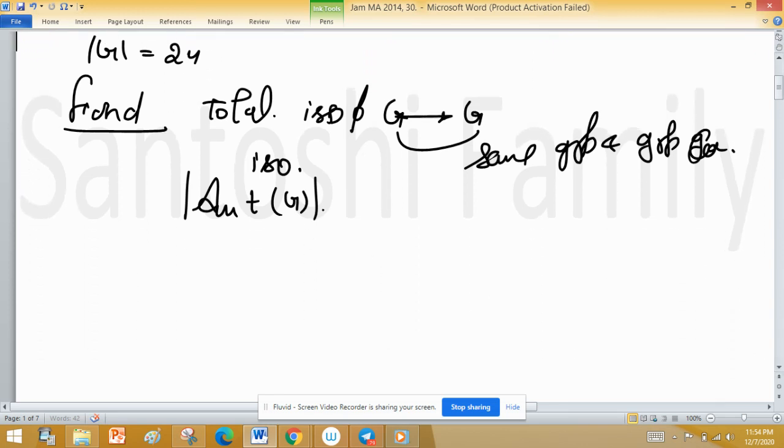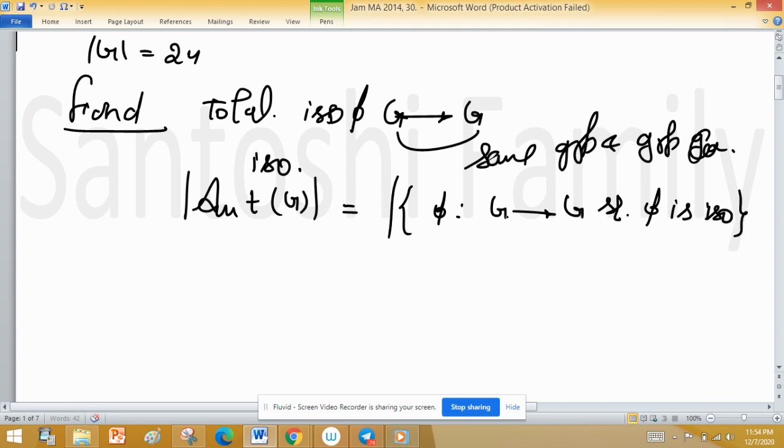It means the cardinality of this automorphism group, which is the set of all those isomorphisms from G to G such that phi is an isomorphism, and we have to find its cardinality. G is cyclic and its order is 24.